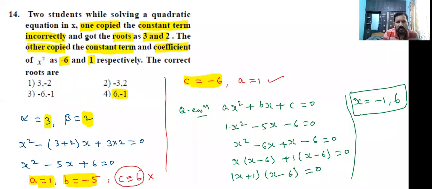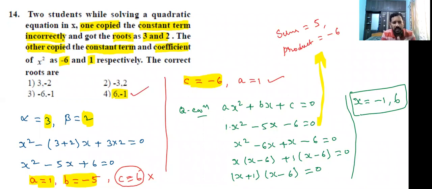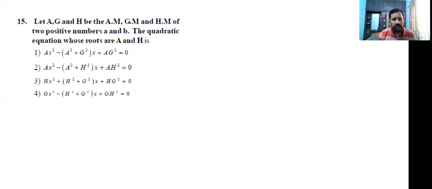One more, see here. In this equation, sum of the roots how much? 5. Product of the roots how much? Product of the roots minus 6. Then verify the options. Sum of the roots is 5. Product of the roots is minus 6. Remaining 3 options cannot be satisfied. In this way also you can solve. Okay. Right. So finally the correct answer is the 4th option.